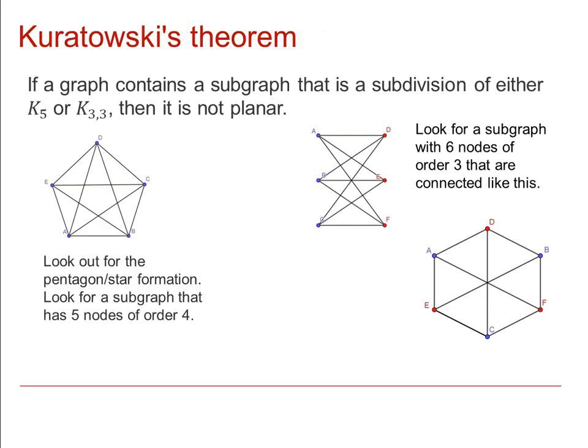In summary then, Kuratowski's theorem says that if a graph contains a subgraph that is a subdivision of either K5 or K3,3, then it cannot be planar. If it doesn't contain a subgraph of that nature, then it must be planar. So the key to this is looking for these patterns, either the K5 signature one, which is 5 nodes of order 4, or K3,3, the 6 nodes of order 3. If you can find either of those, you must have a non-planar graph. If you can't find them, then the graph is planar.